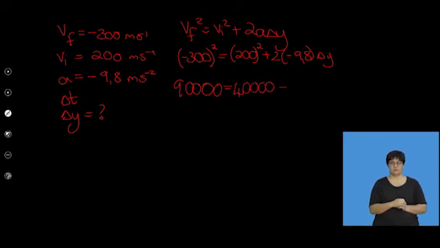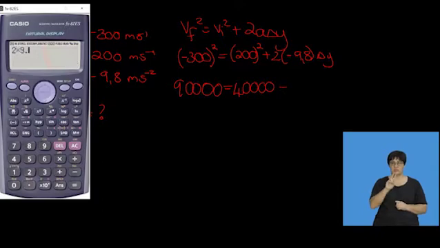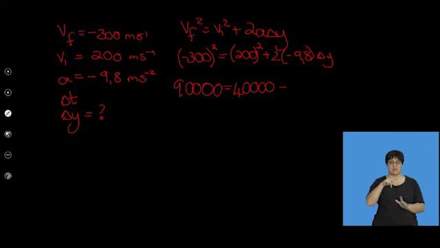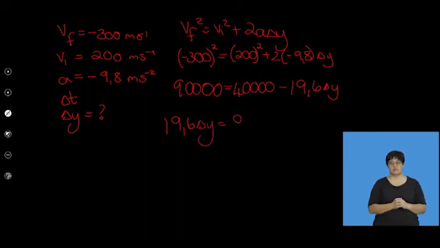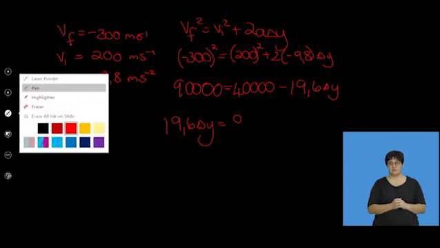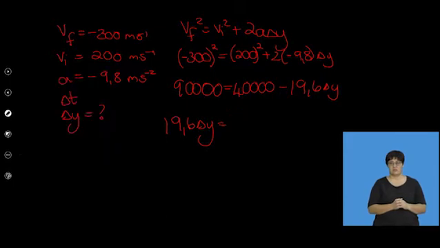Then I'm going to have 2 times 9.8, 19.6. I need to solve for delta y. So if I bring the 19.6 over, that becomes positive. I was going to do that the wrong way around, so let's just make sure I get it right.